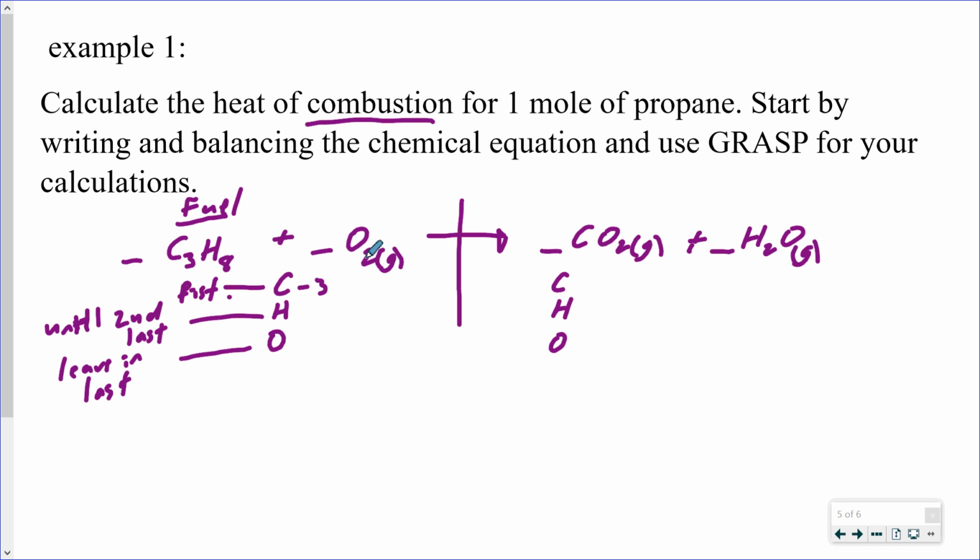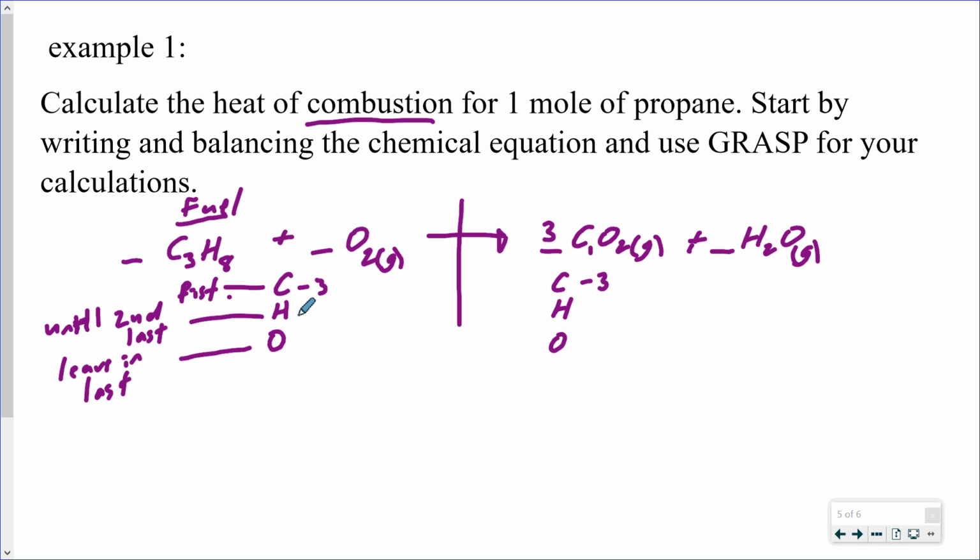The 2 after the oxygen, that is how many we have right now. On the right-hand side, this is a 1 here. We don't write the 1, but it is only 1 carbon that we have. So we need to get 3. We can't change that 1 to a 3, but we can put a 3 in front. That 3 now applies to all of the elements after it in that compound. So now we have 3 carbon, and we just balanced the carbon. Let's go on to the hydrogen.